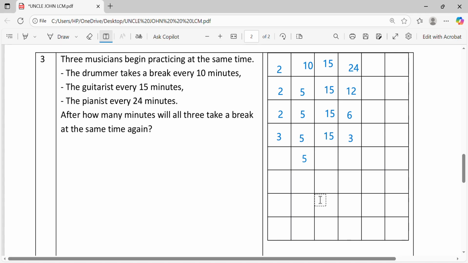We copy this 5 down. 15 divided by 3 is possible, so it is 5. Then 3 divided by 3, you get 1. When you get 1, you consider that number to be done. So we have 5, and 3 can no longer work with the 5s.